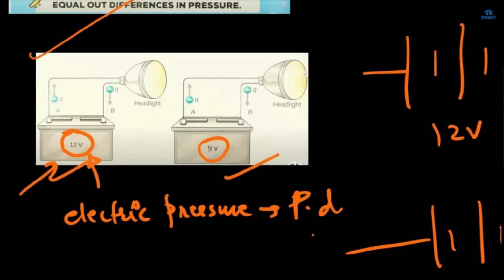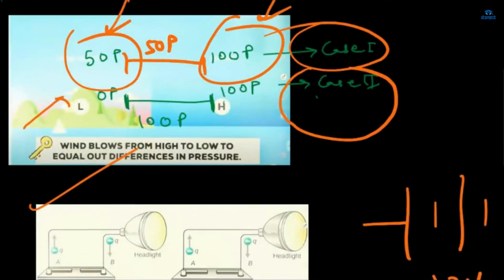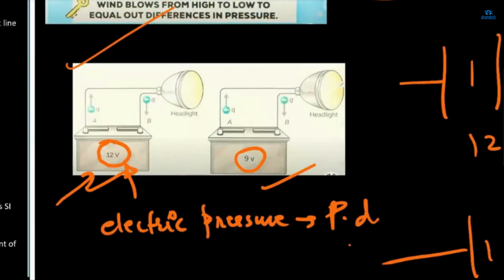Now in which one will the current flow better? In which circuit will more current flow? What do you think? Air is also a current in a way. Here when the pressure was more, what was happening? The current was flowing more in this case, meaning the air current was flowing more. Here the actual current, which is caused by charges, in which case, the first case or the second case, will more current flow? First case. Why? Because higher potential difference is there, right? If the potential difference is higher, more current will flow, right?